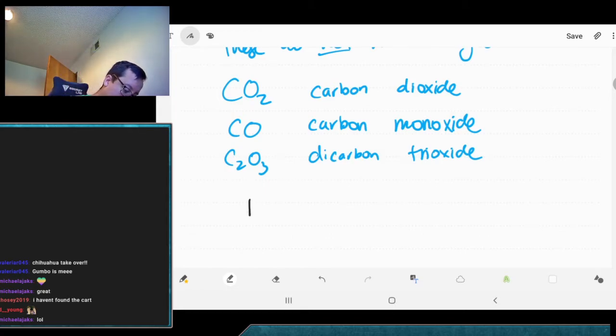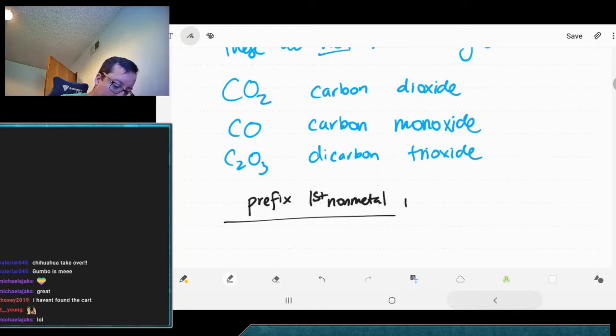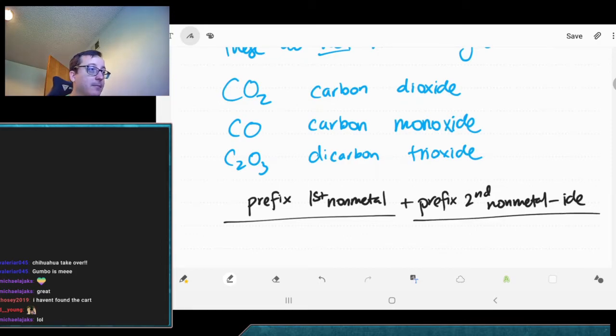Where you'll have prefix, first nonmetal, and then prefix, second nonmetal, with the "ide" ending. It's very simple like that.